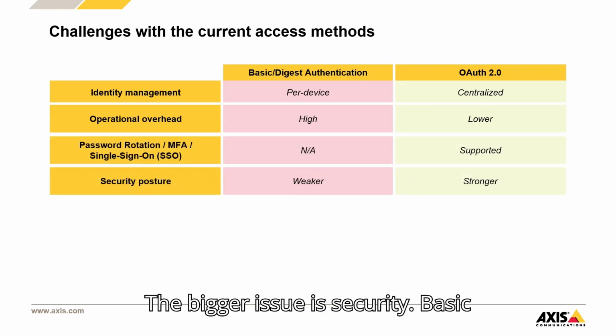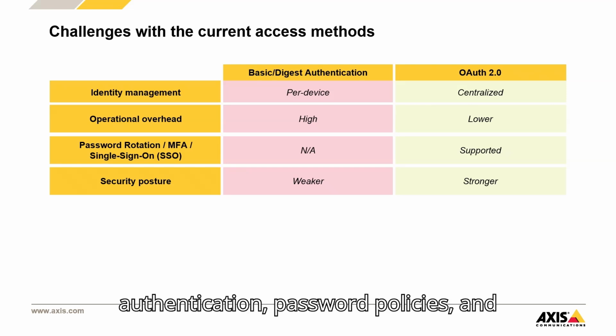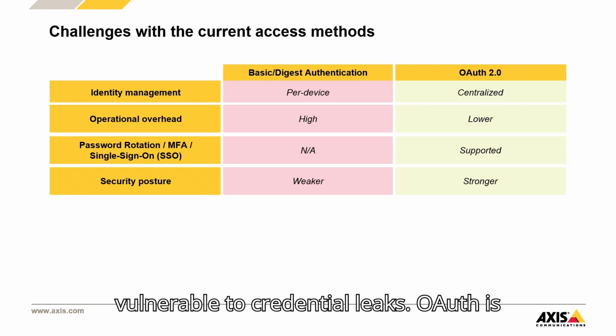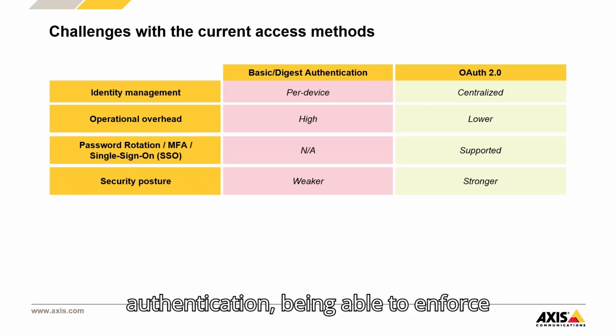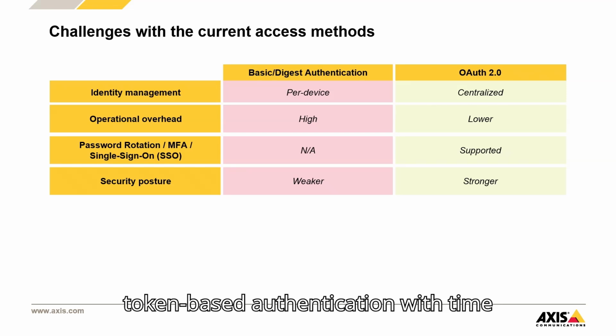The bigger issue is security. Basic digest is weaker because it lacks built-in support for multi-factor authentication, password policies, and token expiration. This makes it vulnerable to credential leaks. OAuth is stronger by supporting multi-factor authentication, being able to enforce policies, and the use of token-based authentication with time limits.